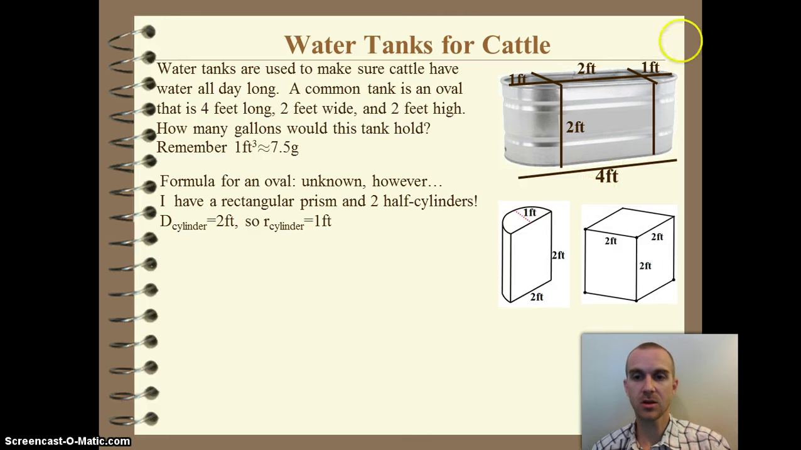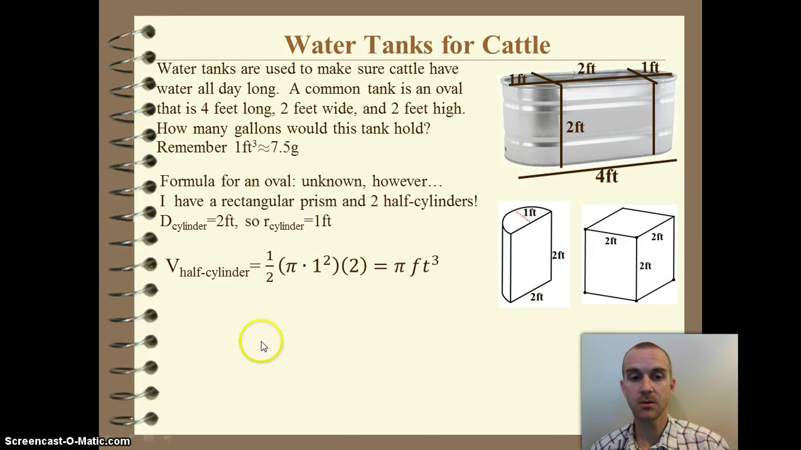So I have the half cylinder on the left, and the half cylinder on the right should be identical, so I can use this image to help me put it together. My prism in the middle should have a length of 2 feet, a width of 2 feet, and a height of 2 feet. So the 2 by 2 by 2. I find each of their individual volumes. So the volume of the half cylinder, that'd be half of a cylinder times pi times the radius squared times height, which would come out as pi cubic feet for each half cylinder. Find the volume of the prism, that'd be length times width times height, be 8 cubic feet.